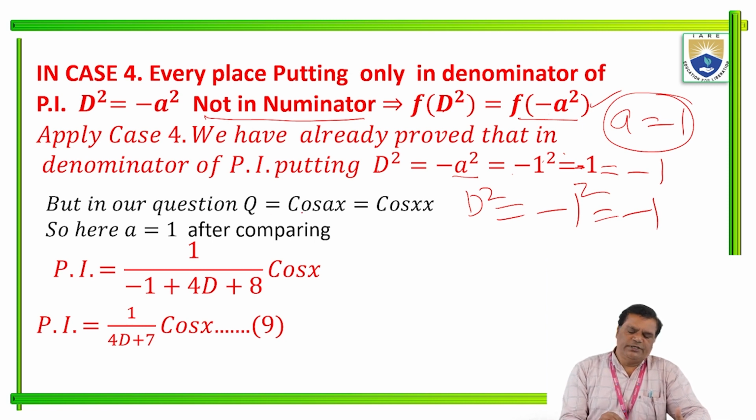In our question Q is cos x, so a is 1 after comparing. So putting D square equal to minus 1 here, we get minus 1 plus 4D plus 8. Now 8 minus 1 is 7, so 4D plus 7 in cos x. This is equation 9.